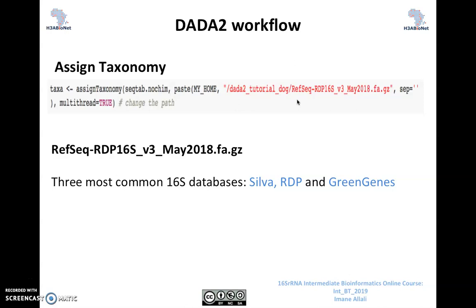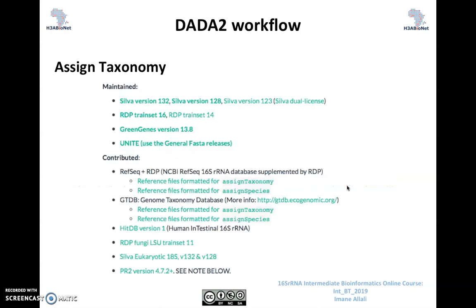And in DADA2, you can use any database. DADA2 provides specifically formatted databases. We have 3 databases: Silva, RDP, and GreenGenes. So you can choose your database of choice for your analysis. Here you can see in this slide the different links of those 3 databases that are already available to download and use in your pipeline. In our case, we will be working with the RefSeq RDP database to assign taxonomy.